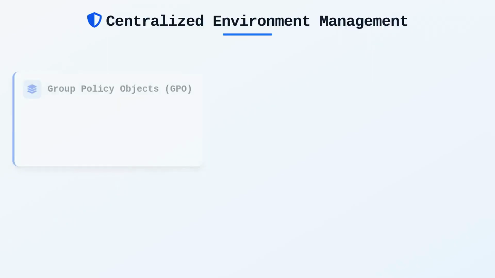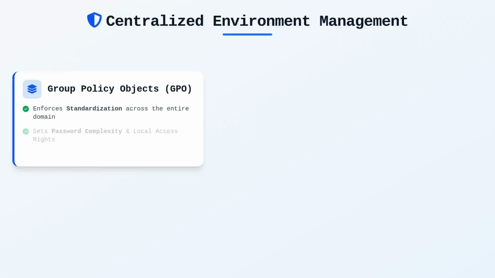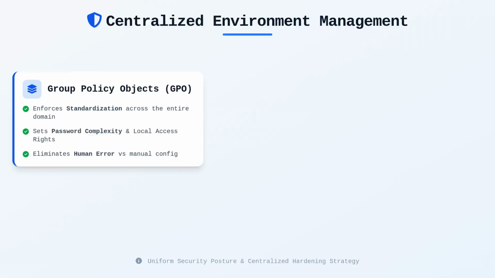Centralizing this management relies heavily on group policy objects, which form the bedrock of environment standardization. Through GPOs, we can enforce configuration settings, such as password complexity requirements or local access rights, across every machine in our domain simultaneously. This centralized hardening is far more reliable than manual configuration, as it eliminates human error and ensures uniform security posture across the server fleet.